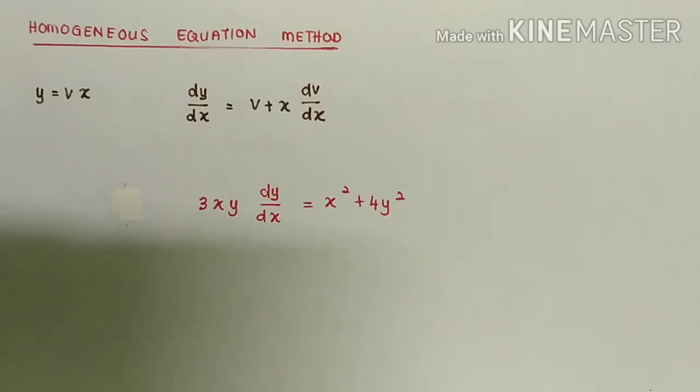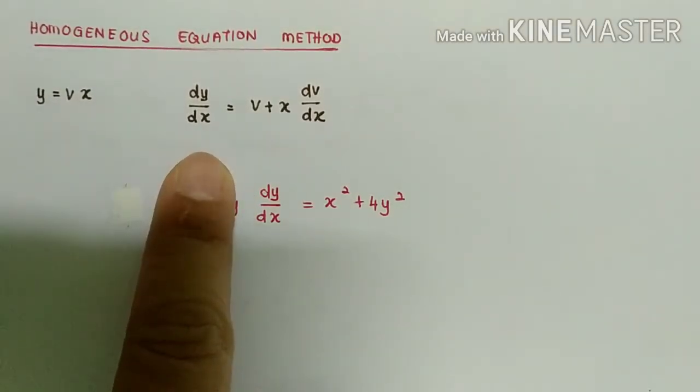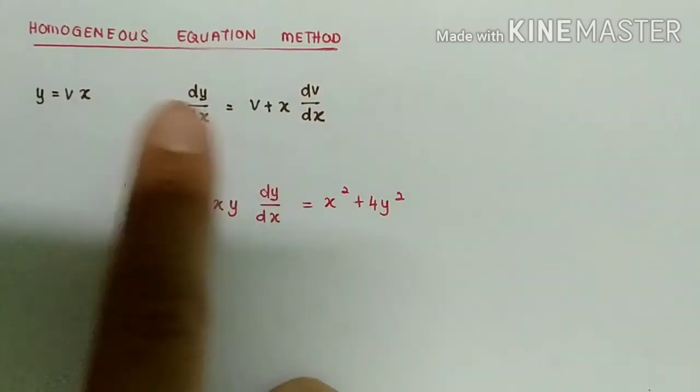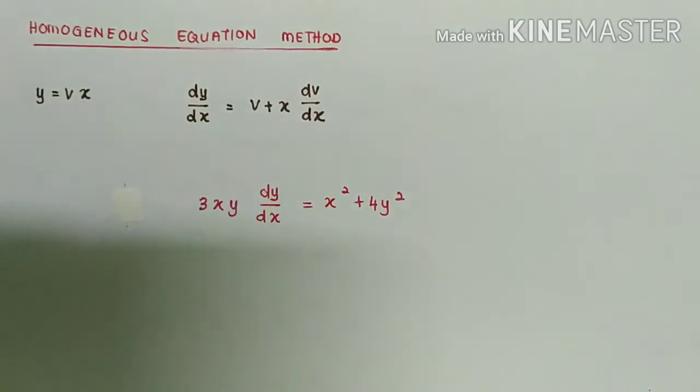In this video, I will show you how to solve the first differential equation by using the homogeneous equation method. To solve by the homogeneous equation method, we must know two equations, which are y equals vx and dy/dx equals v plus x dv/dx. We can use both equations to solve the first order differential equation.